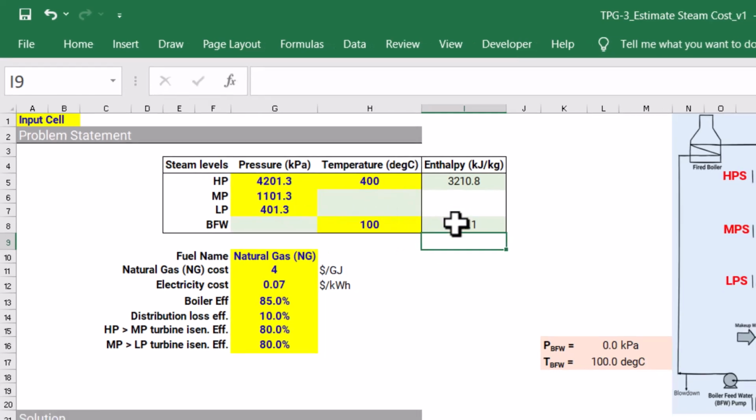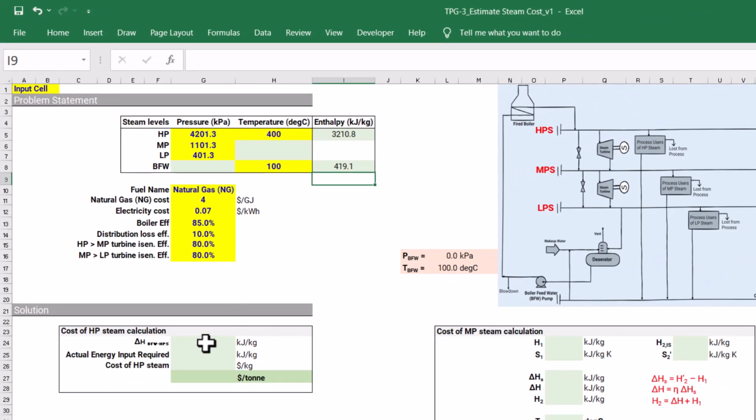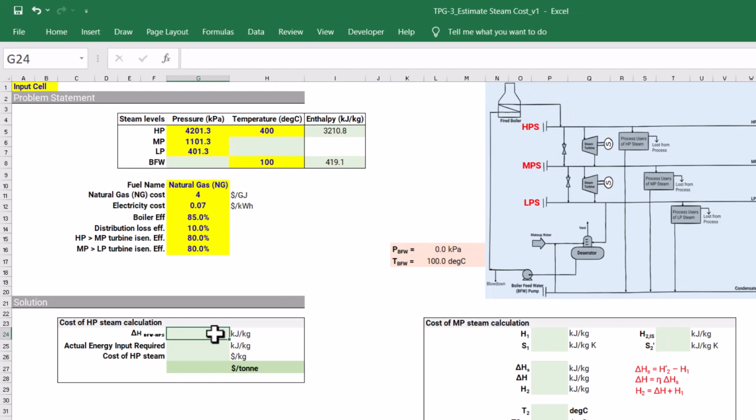Once these things are calculated, we can calculate the enthalpy change that is required from boiler feed water to the stream that is entering the HP steam header. So now we can calculate the enthalpy change between boiler feed water and high pressure steam.